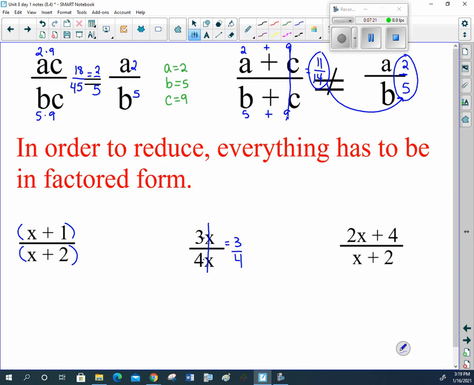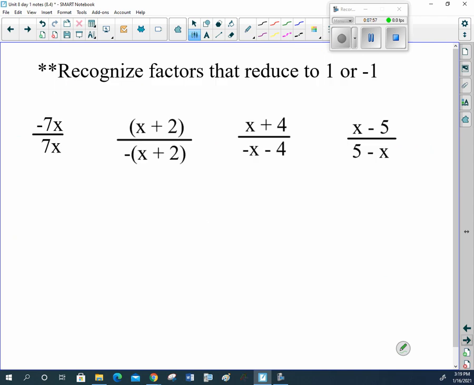Everything has to be factored first. Well, x plus 2 is factored. That's its own grouping. 2x plus 4, well, I notice there's a greatest common factor there of a 2. So I'm going to factor a 2 out and I end up with x plus 2. Now I've got 2 times x plus 2 over x plus 2. These are the same two factors. This factor is identical to this factor. So that's like 1 over 1. They can reduce. And so we end up with 2 as our final answer. So we have to factor and then reduce. Factor and then reduce.